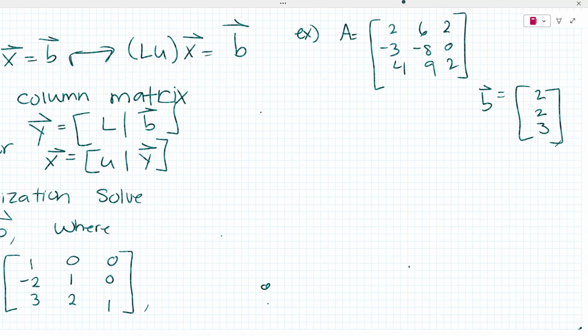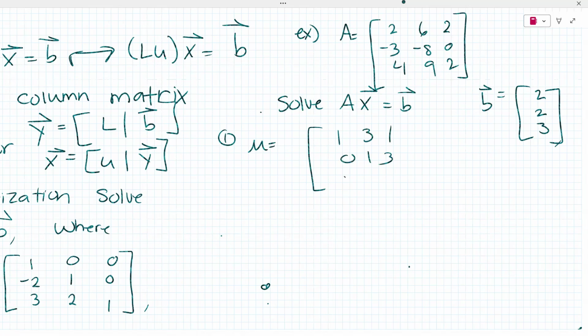We've got to solve A x equals vector B. So step 1 is find your U. This is where you make the diagonals ones and make the lower triangle zeros. I'm going to save us time and just put that on the computer, and when you do, you get this: 1, 3, 1, 0, 1, 3, 0, 0, 1.